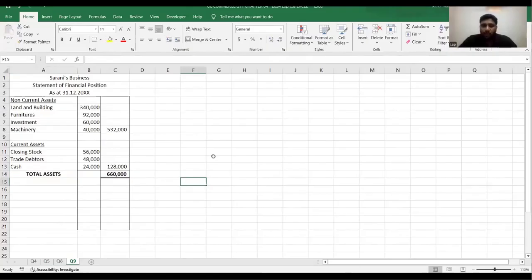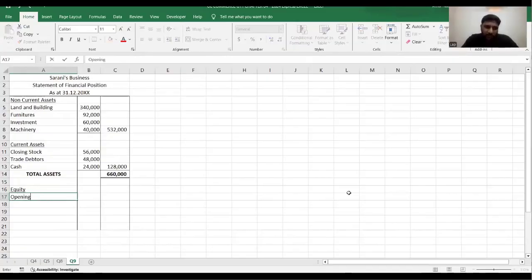Now we have to take the equity and liability. So let's start with the equity. For equity, we have to take the closing equity. But here they have not directly given the closing equity. We have to find it. How to find the closing equity, we learned last week also.